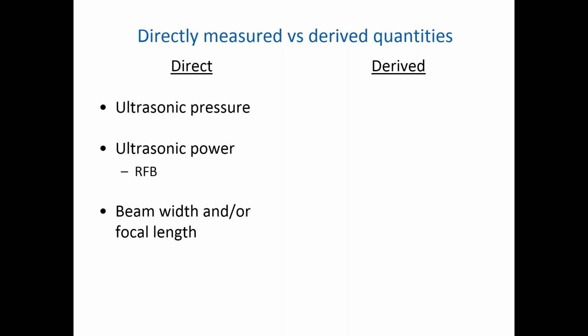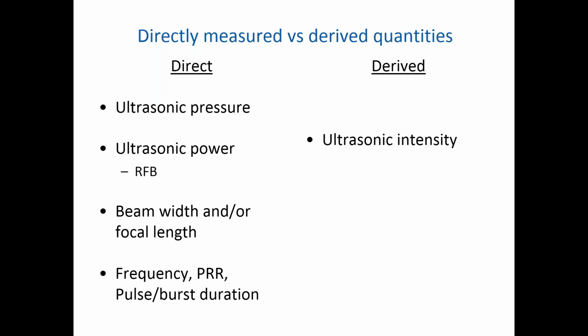We can also measure beam width and/or focal length directly, and we may also be able to measure issues such as the frequency, the pulse repetition rate, and the pulse or burst duration. In terms of derived quantities, ultrasonic intensity is probably the principal ultrasonic derived quantity, and this is normally derived from an ultrasonic pressure waveform. And we then need to make some calculations on that in order to reach ultrasonic intensity.